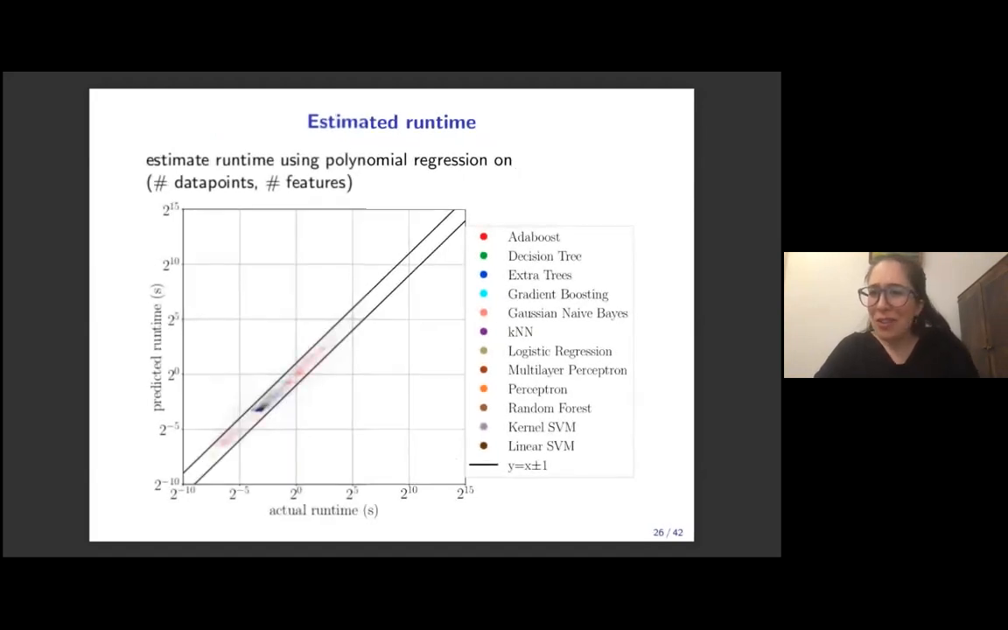Right. So actually, one interesting challenge is estimating the runtime for each of these machine learning models. And what's kind of interesting is that using a polynomial regression on the number of data points and number of features in the model, you can estimate the predicted runtime to within a factor of 2 pretty well. Here I'm showing you all these different algorithms for machine learning. The 2 black lines show you which ones we predicted the runtime within a factor of 2. And you can see that for most of these data sets and most of these algorithms, we were able to predict the runtime within a factor of 2.